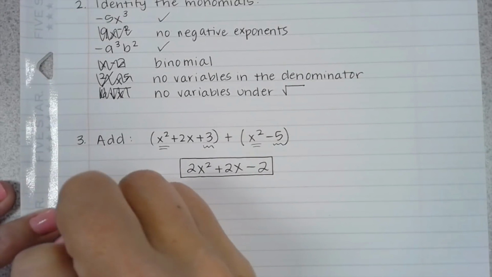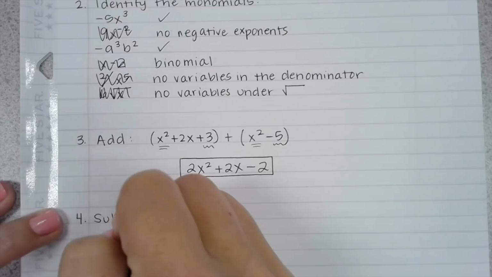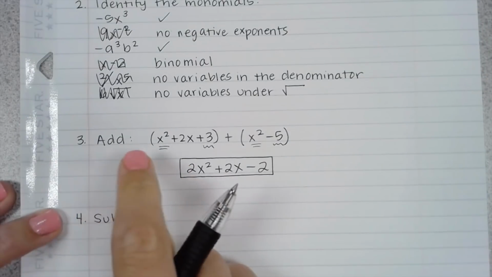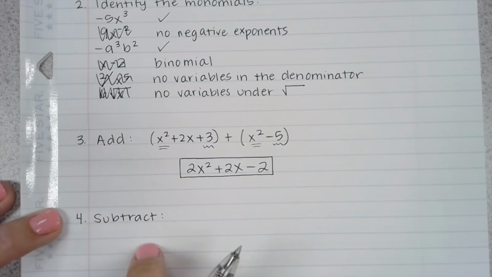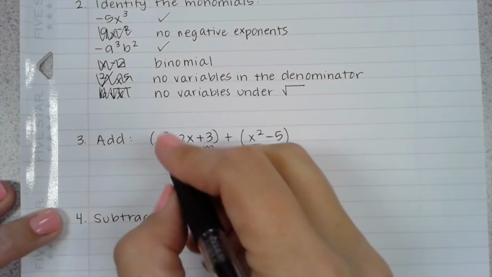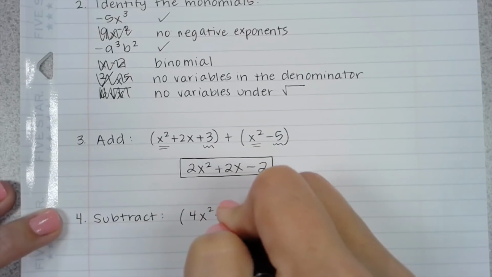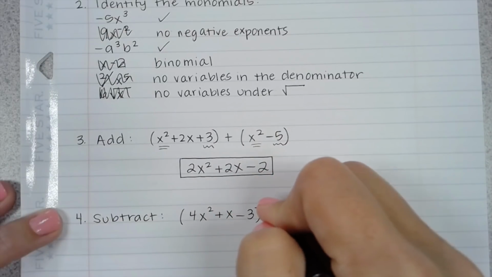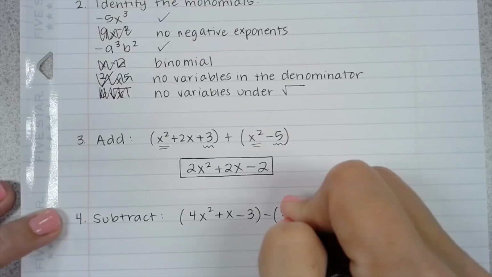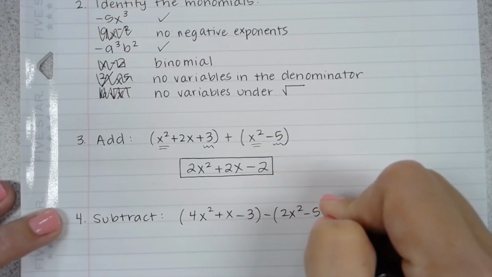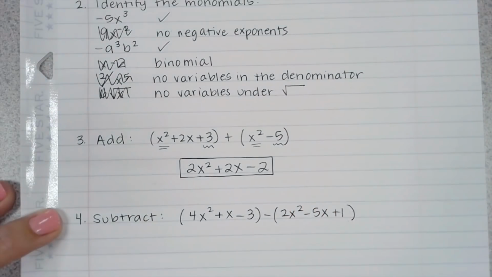Question number 4 asks me to subtract. And so, excuse me, again, on 3 and on 4, the word telling you what operation you're doing can also act as a hint that you're not multiplying. But you just want to be careful.